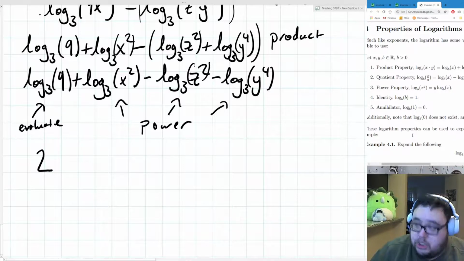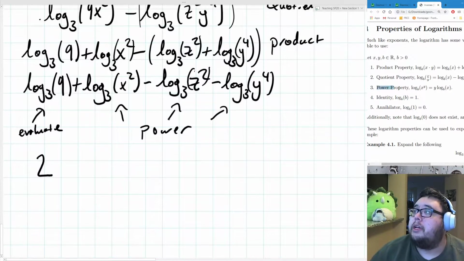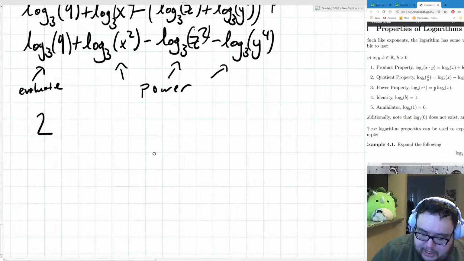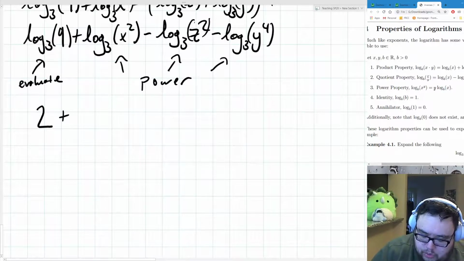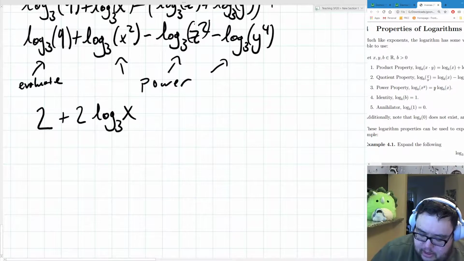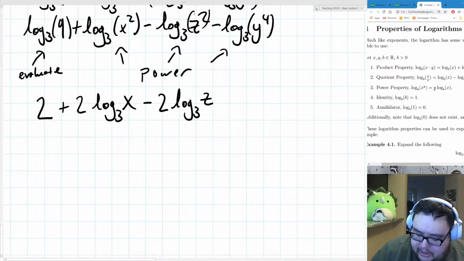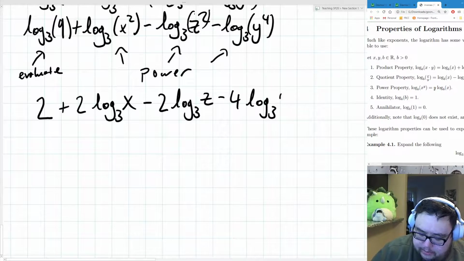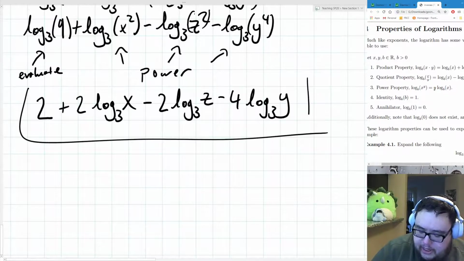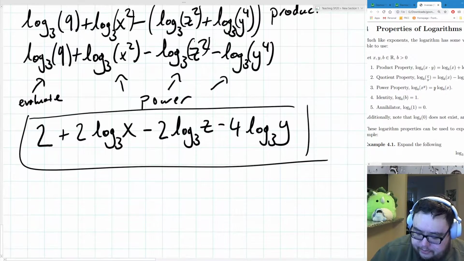Log base 3 of x squared, we can use our power property, that log base b of x to the power of y is y times log base b of x. So that's plus 2 times log base 3 of x minus 2 times log base 3 of z minus 4 times log base 3 of y. And that's our final expanded answer.